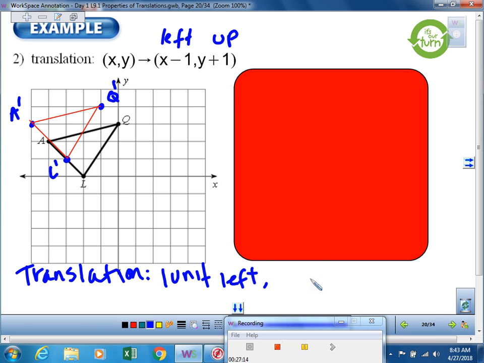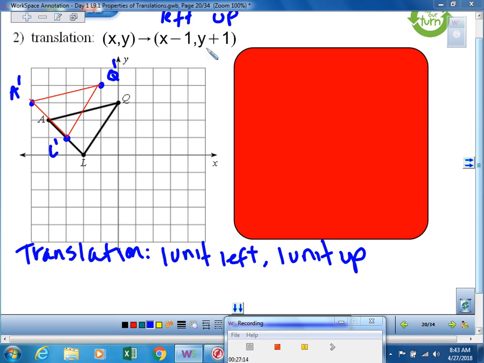And what? 1 unit up. You have to write the word unit? Yes. You have to write the word translation? Yes. So on your homework, even if it doesn't ask, you need to write the rule of the other one that they don't give you.